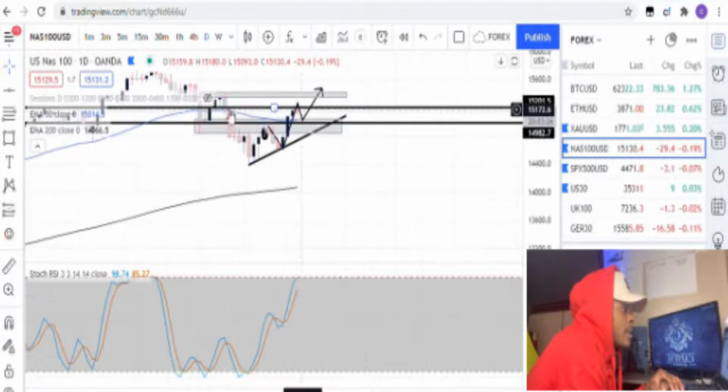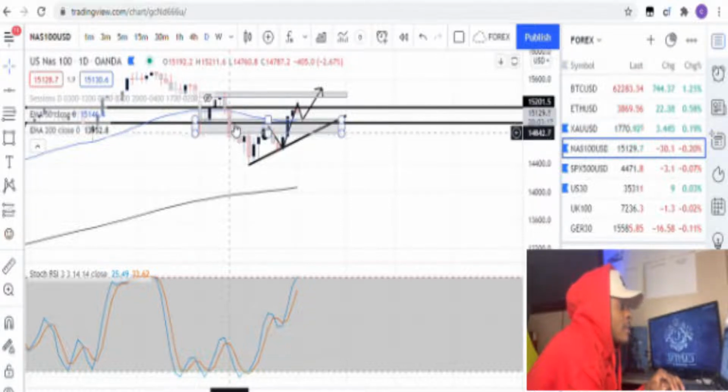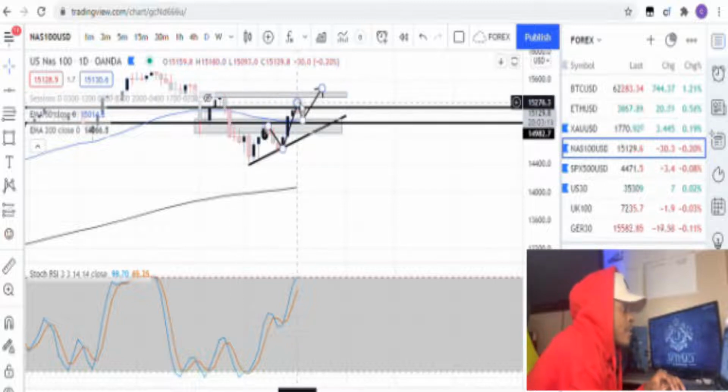Also, this is a big level because this is where sellers took control. So it's possible that it could reject off of this level of resistance before it goes all the way up here. So if it rejects off of this, then we're more than likely going to get that retest. So then we can buy this market back up. And that would be perfect.